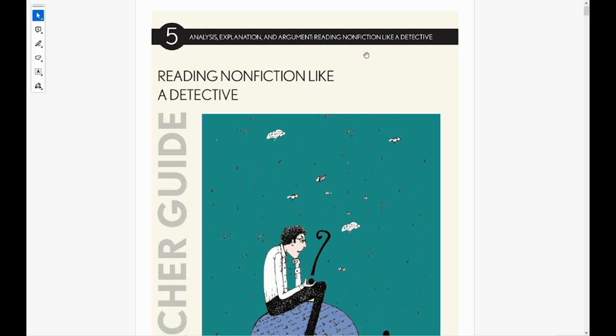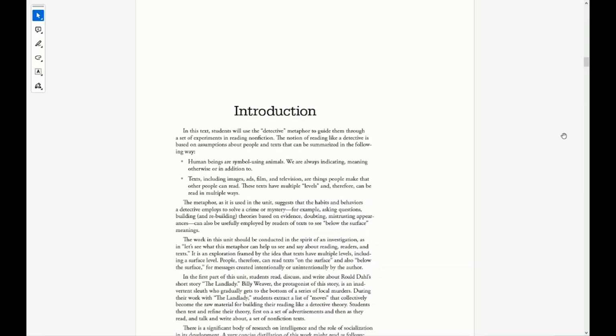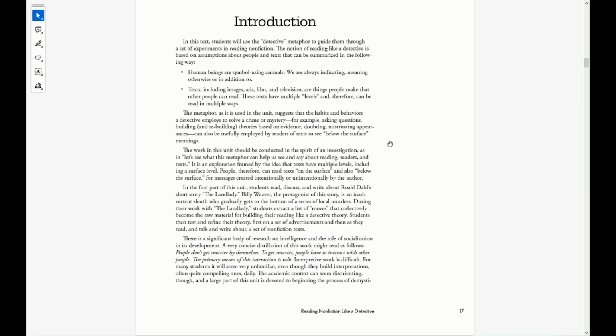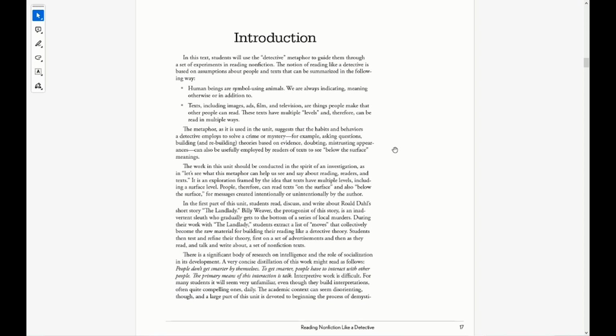Reading nonfiction like a detective is a unit that we've got at 6th, 7th, and 8th grade. In 8th grade, it's slightly different. It's reading like a cognitive linguist, but that's a separate conversation there. Reading nonfiction like a detective, as you can see from the introduction to the unit, is built around this idea that we can think about different ways of reading with our students.